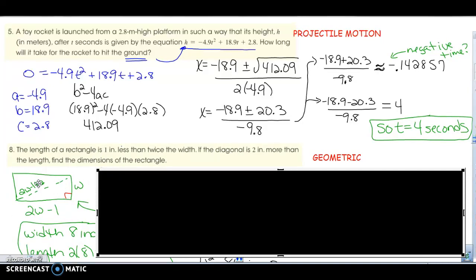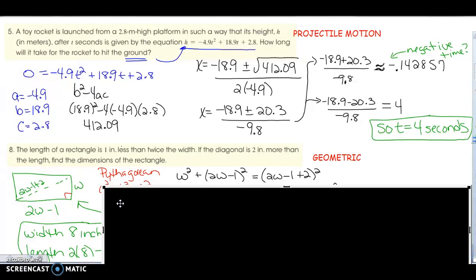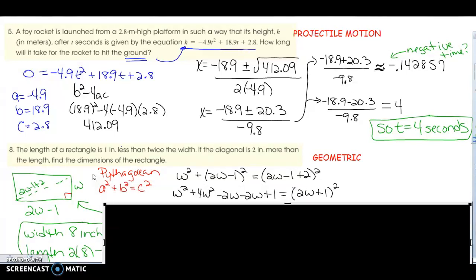So here we have these different parts labeled on our rectangle. How can we use it? How can we put it together in an equation? Well, we can use what we refer to as the Pythagorean theorem because we know that the angles of a rectangle are all 90 degrees, and so we have the two sides of a right triangle and the hypotenuse identified here. So what we're going to do is take those two sides, so W squared plus 2W minus 1 squared, and set it equal to the hypotenuse, or the diagonal, squared.